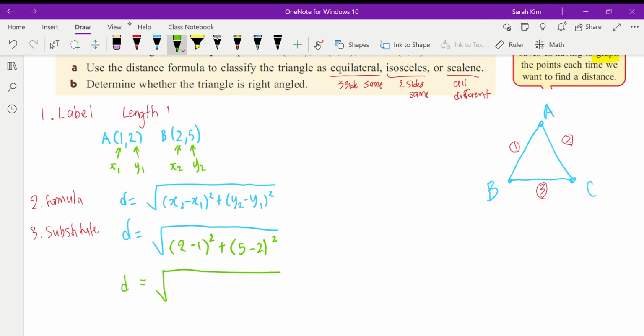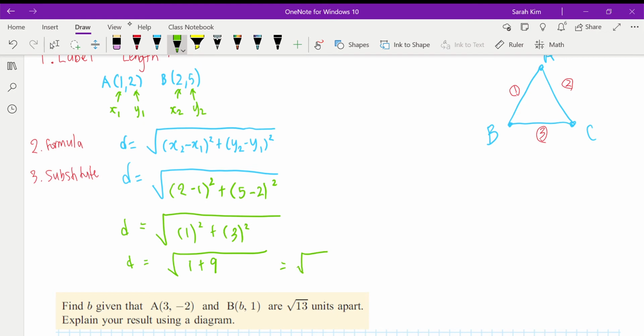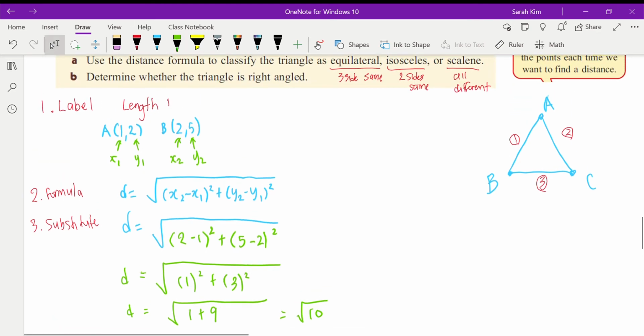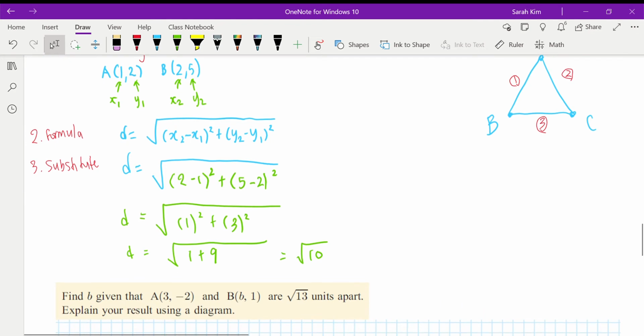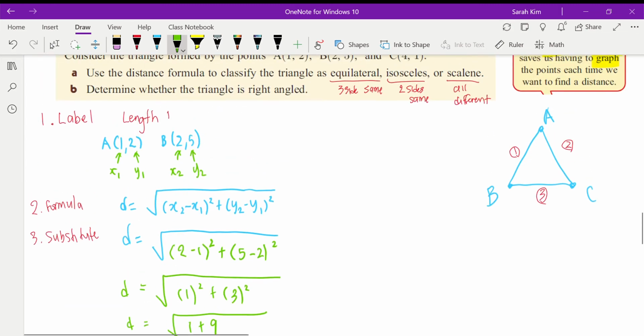So my D is 2 take 1, which is 1. 5 take 2 is 3. Again, solve it. 1 squared, that's 1 times 1, which is 1. 3 squared, which is 3 times 3, which is 9. So D is square root 1 plus 9, which is square root 10. That's what I got for length 1. I might just squeeze it under here so we can make more space for the next ones. So my D is square root 10 units.